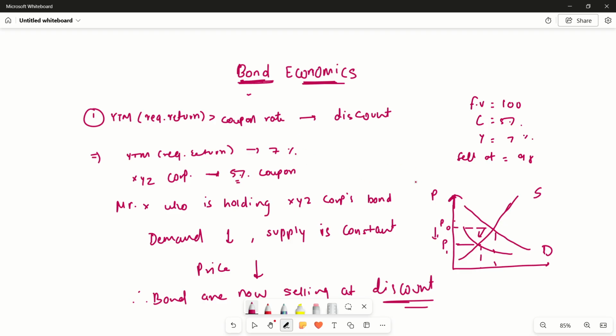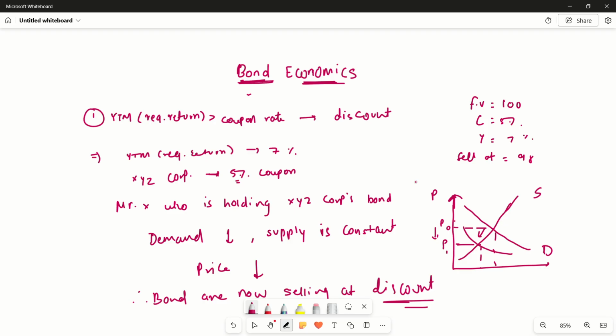The reverse is also true. If YTM is less than coupon, then the bond sells at a premium. You can use the same logic. Suppose the required return of the bond is 5%, and some corporation's bond pays 7%. If I'm holding that corporation's bond, what will the investor say? Hey, look, the coupon for the bond is 7%, and the required return is just 5%. Why not just get that bond?